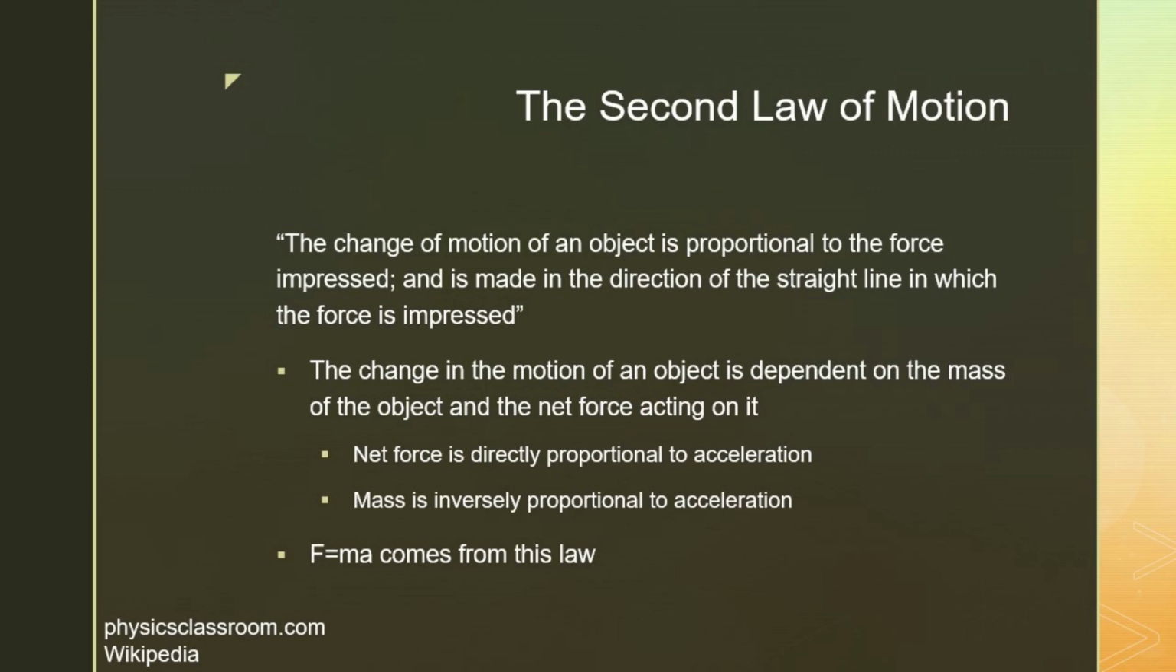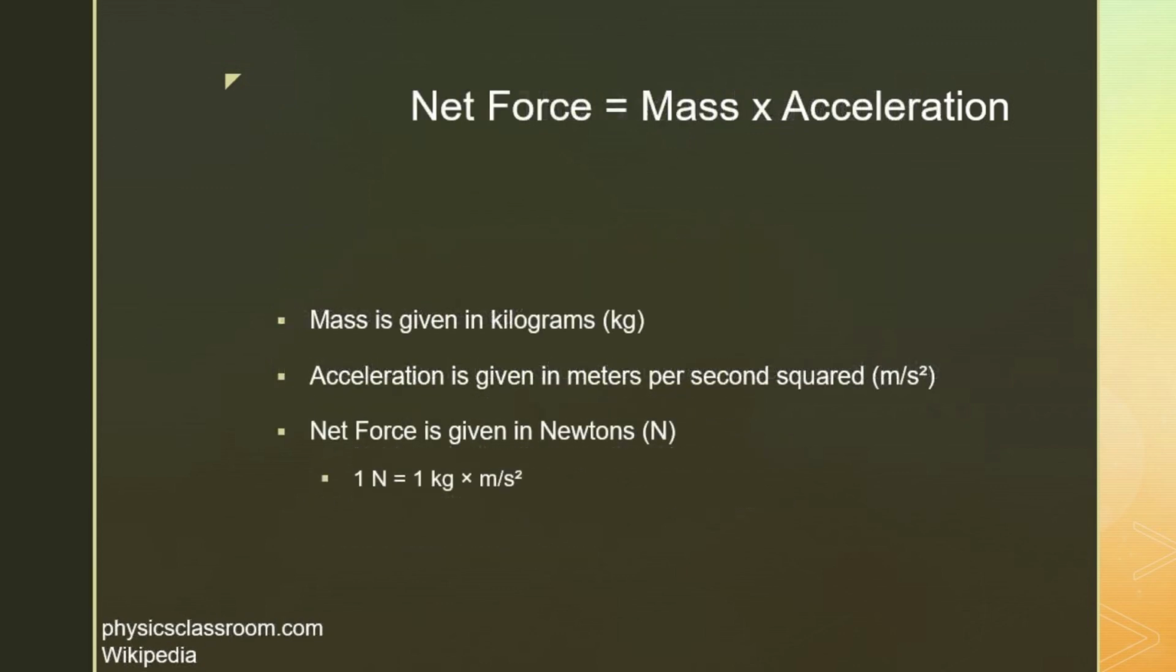This law shows us that the net force is directly proportional to acceleration, so when net force increases, acceleration also increases. This law also shows us that mass is inversely proportional to acceleration, so a higher mass will lead to a lower acceleration for the same net force. This law is where we get the equation F equals ma. F equals ma is net force equals mass times acceleration.